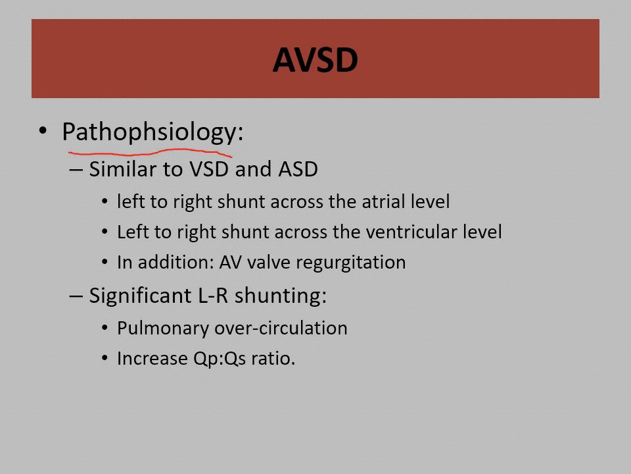It's the same pathophysiology as the VSD and ASD, ventricular septal defect and atrial septal defect, which is a left to right shunt of the blood. In addition, we have valve regurgitation. Okay, since there's a gap in the middle, the blood will backflow from the right ventricle to the right atrium. There is much more significant left to right shunting, causing much more severe pulmonary overcirculation and increased cardiac output and pulmonary to systemic flow ratio.